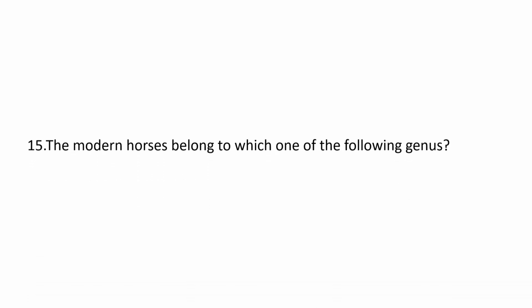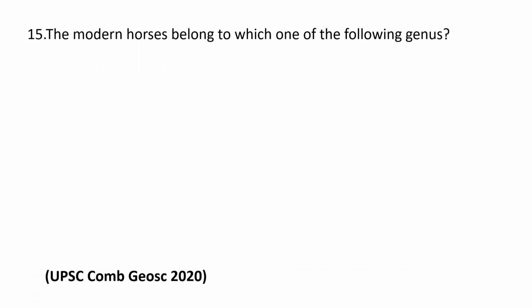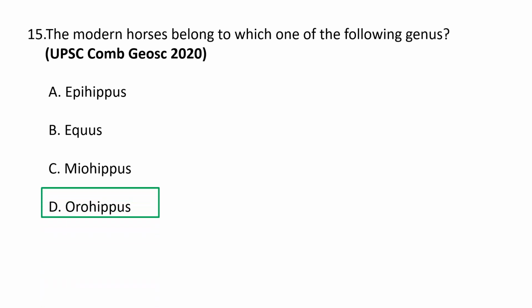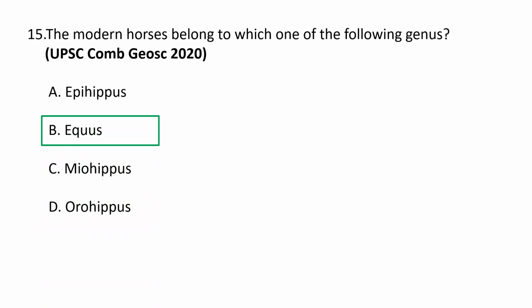Next question. The modern horses belong to which one of the following genera? A. Epihippus, B. Equus, C. Myohippus, D. Orohippus. So the modern horses belong to Equus. Approximately 1 million years ago, evolution had resulted in Equus, known as the modern horse. It had one toe, and the two side toes had developed into two side bones on each leg that we know today as splints. It was similar in size to a full-size horse of today and was a grazing animal living on grasses in open areas. B is the correct option.